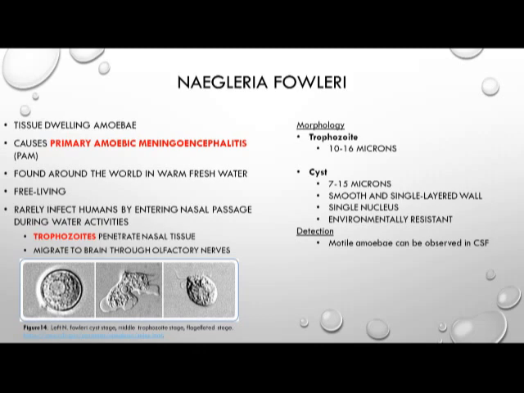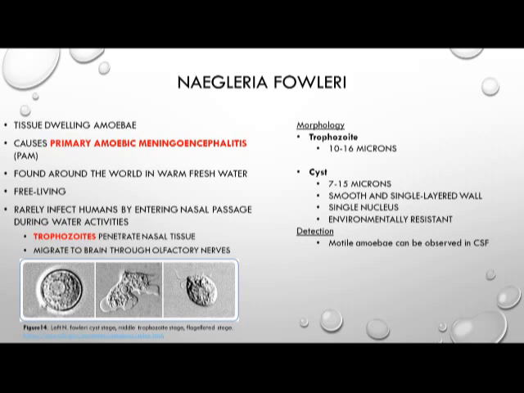Naegleria fowleri, also known as the tissue-dwelling amoeba, causes something very clinically relevant, very serious, known as primary amoebic meningoencephalitis, or PAM. It's found around the world and typically in warm, freshwater, low water pools. As the heat starts to warm up, the organism goes from the cyst stage to the trophozoite stage, and as the water starts to recede, the organism starts to concentrate, which is why this is where you typically find infections.